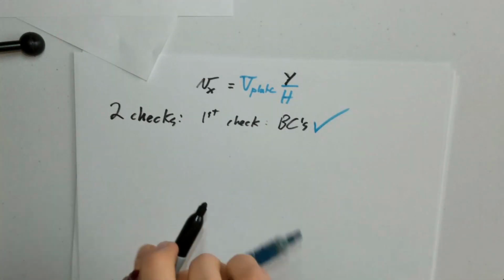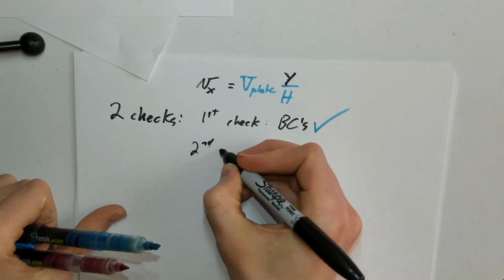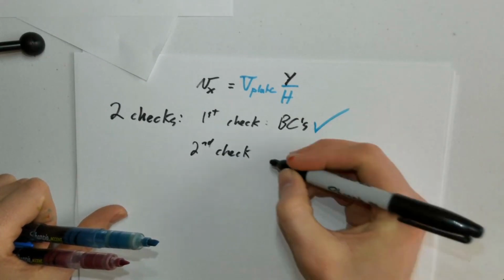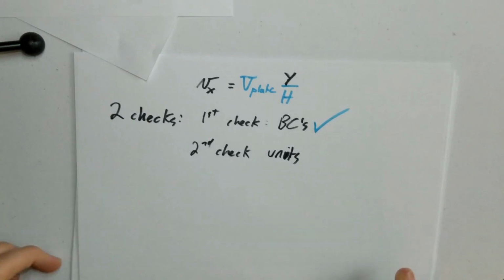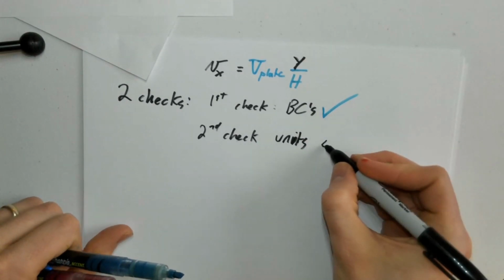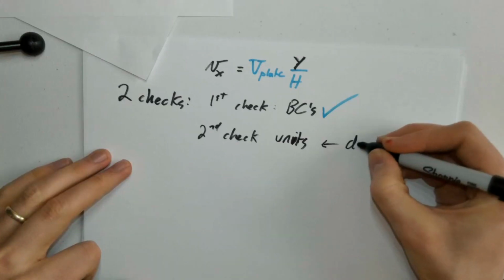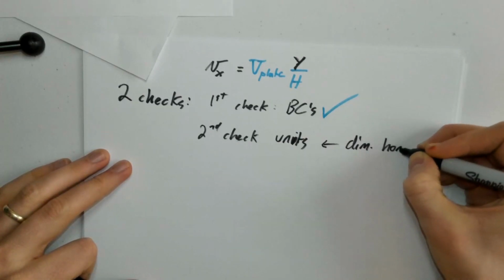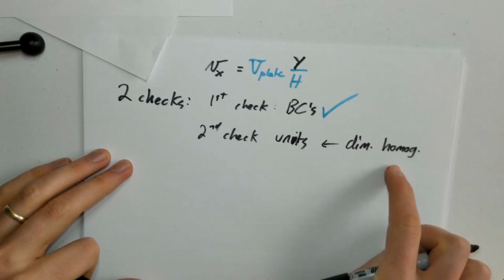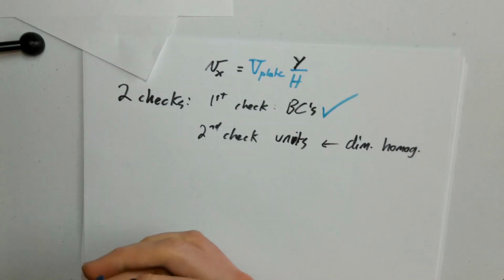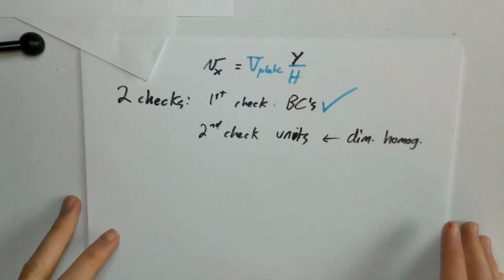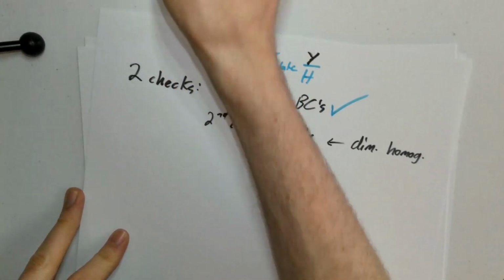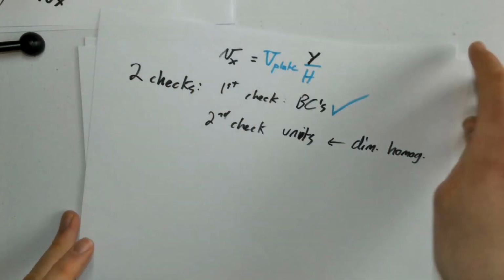Excellent. The second check is for the units. And this brings back this idea of dimensional homogeneity, i.e. that the units on one side of the equation have to be the same as the units on the other. Throughout this course, I'll use this example.